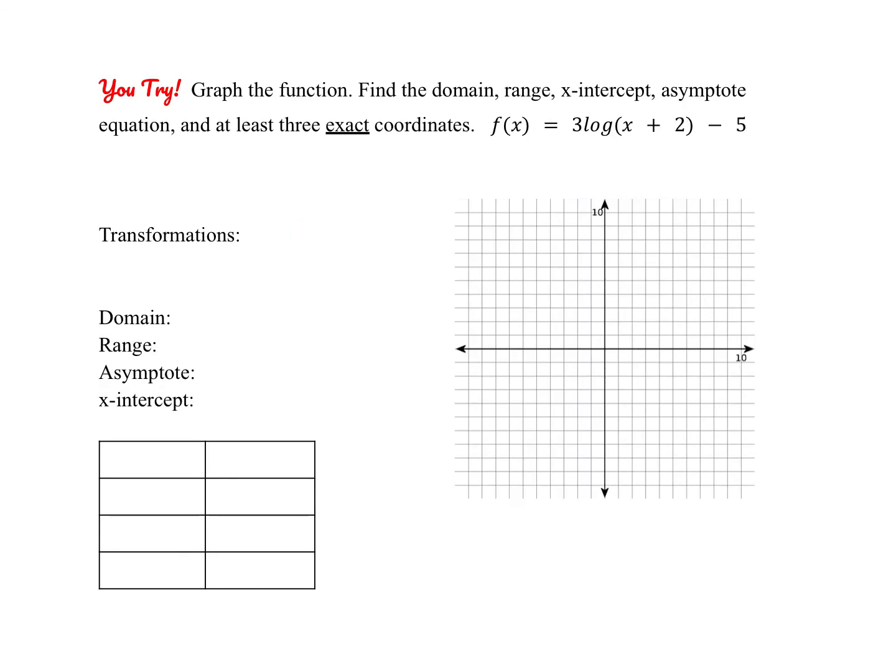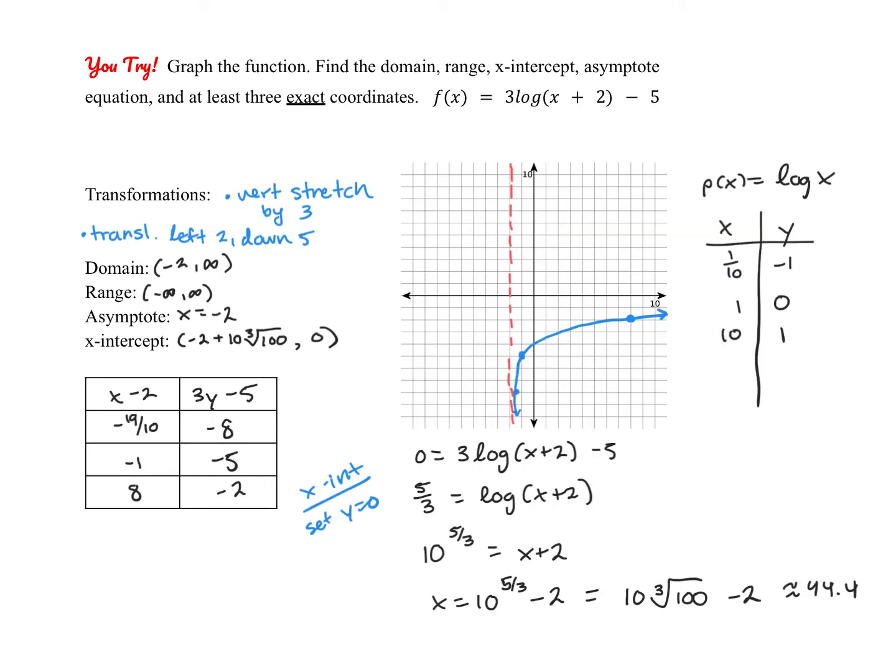All right, so at this point, I'm going to ask you to pause the video and give this one a try on your own. And you can hit play when you're ready to check. All right, go ahead and check here.